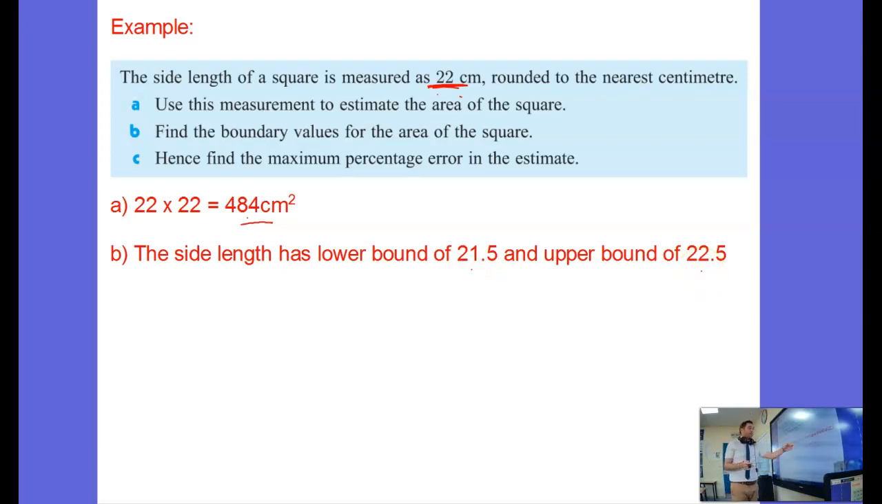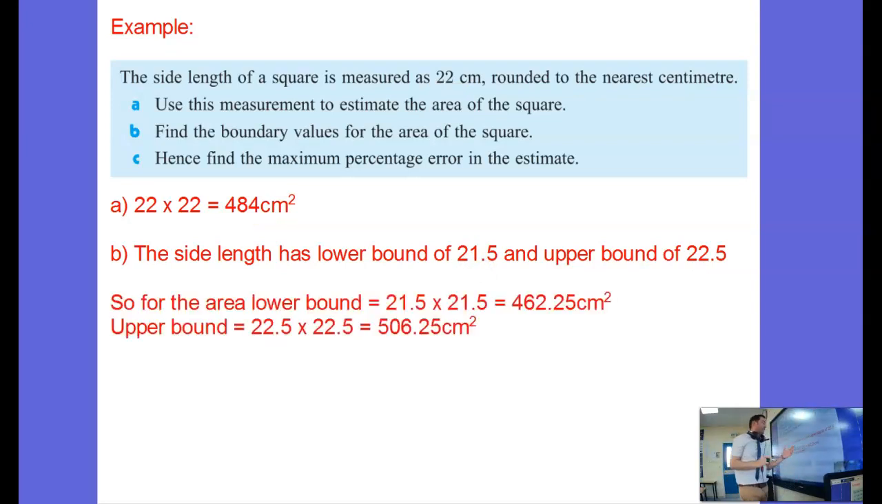Now that we know the minimum side length and the maximum side length, let's work out what the area would be if it was the minimum. That would be 21.5 times 21.5, which is 462.25. And then we work out the area if we had the maximum length for the side of the square. So the upper bound would be 22.5 times 22.5, which is 506.25. So those are the limits, the upper bound and the lower bound, for the area of this square.